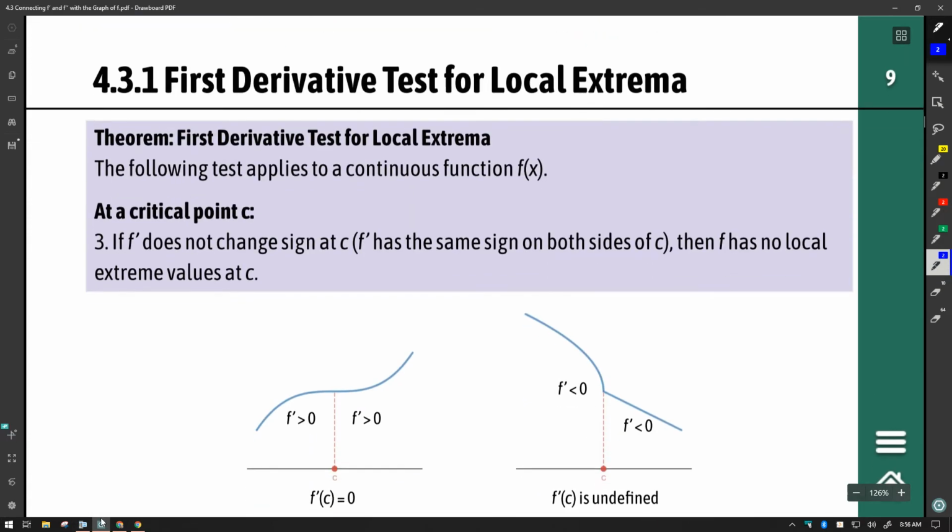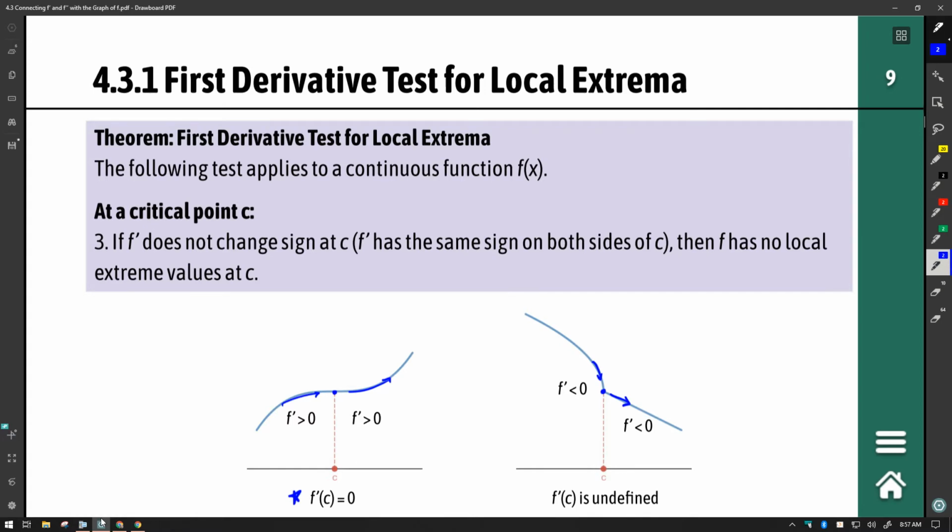As we move forward, if f prime does not change sign at a critical point, and this is also possible, then we do not have a local extreme value there. We see on the first graph here to the left that we have a critical point, but we have f prime positive to the left and then f prime positive to the right. So it changes from rising to rising at the critical point. Therefore, we do not have a local extreme, and the same to the right, except f prime is undefined. We have f prime negative, the graph is falling, changing to f prime negative again, the graph is still falling, no local extreme.